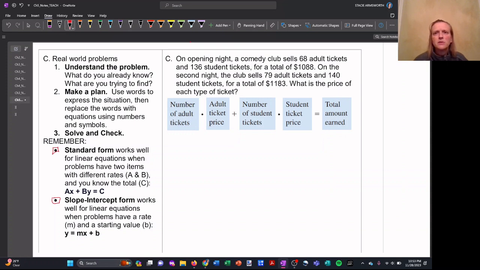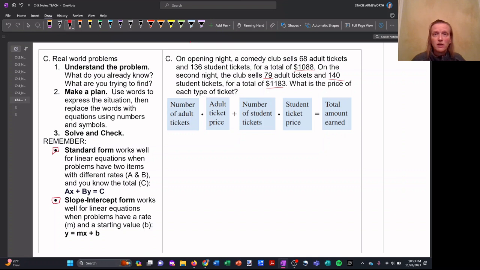On opening night, a comedy club sells 68 adult tickets and 136 student tickets for a total of $1,088. And on the second night, the club sells 79 adult tickets, 140 student tickets for a total of $1,183. So I have these two nights. I'm going to write two equations, one for each night. And we want to know the price of each type of ticket.